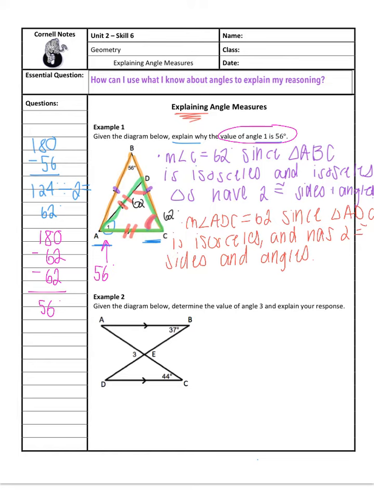We just have to write one final sentence here. So we can say the measure of angle 1 equals 56. And again, hopefully you're thinking about your reasoning here as I'm about to write it down. Since angles in a triangle add to 180 degrees. And that was our final sentence, our final conclusion.